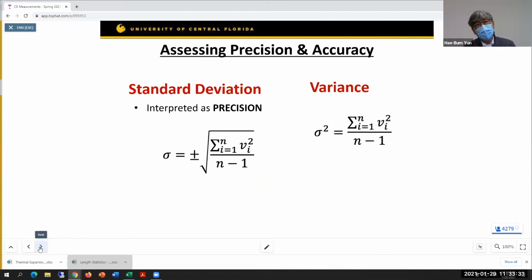So I explained the two quantities to assess precision and accuracy. The first one was the sample mean. The second was the residual. And I have two more to introduce. The third one is standard deviation, and the fourth one is variance.